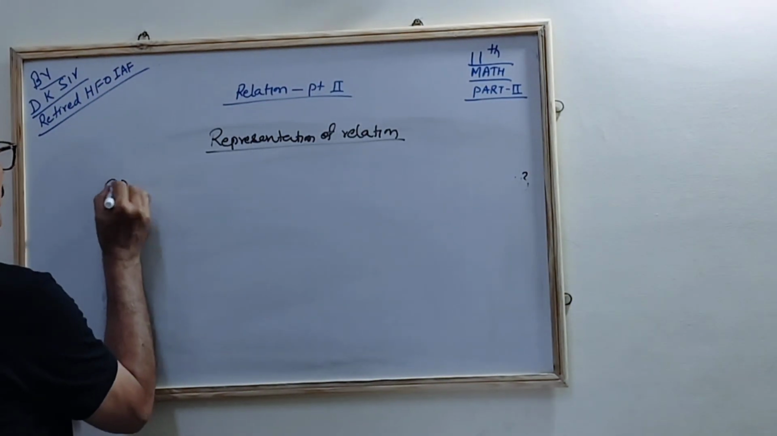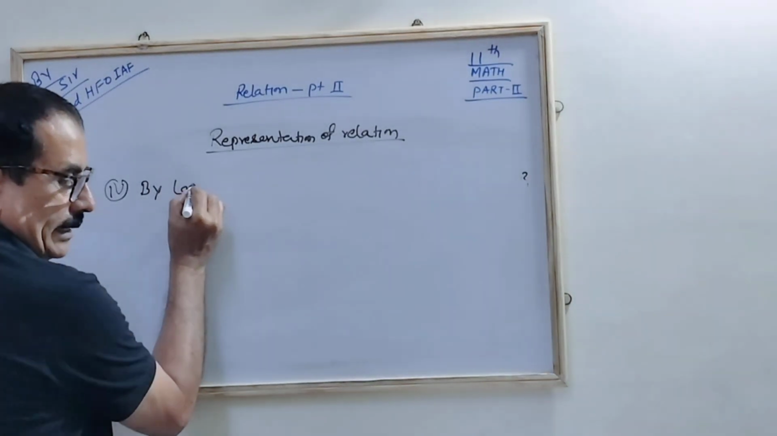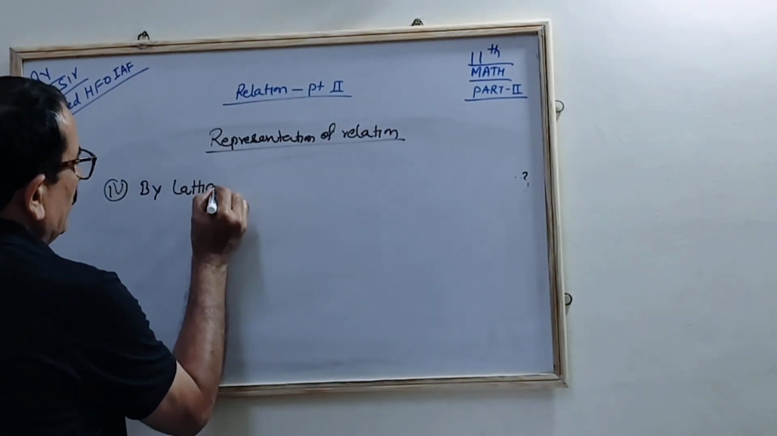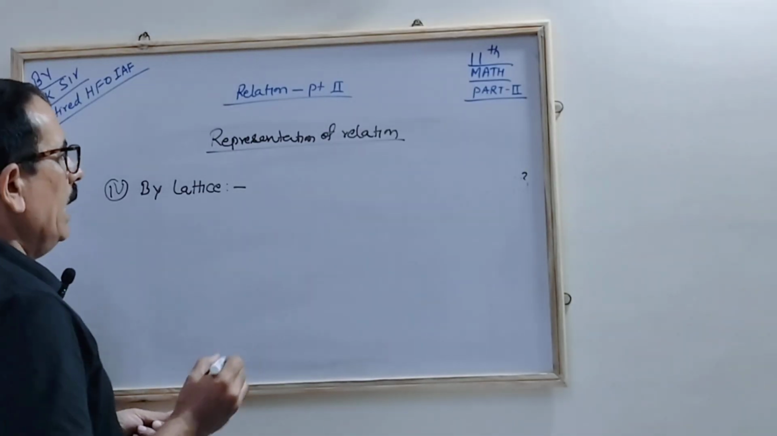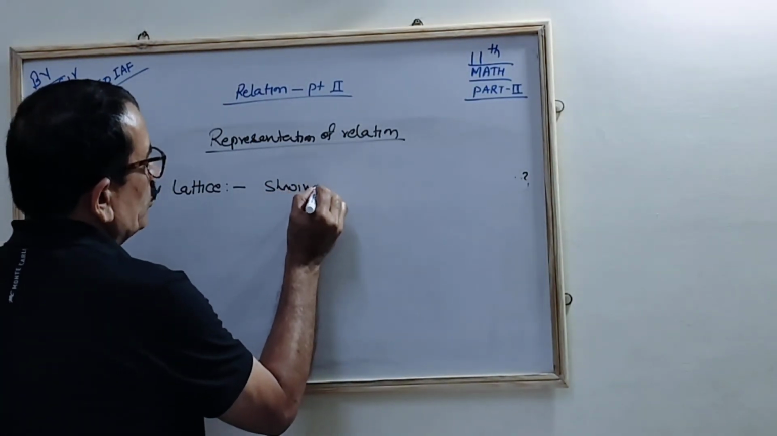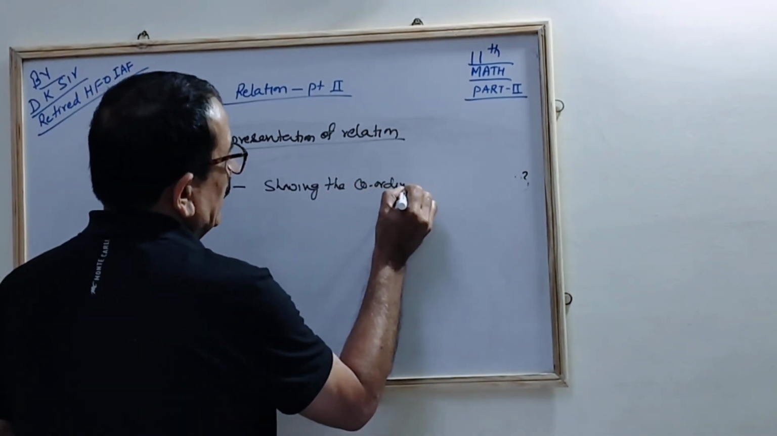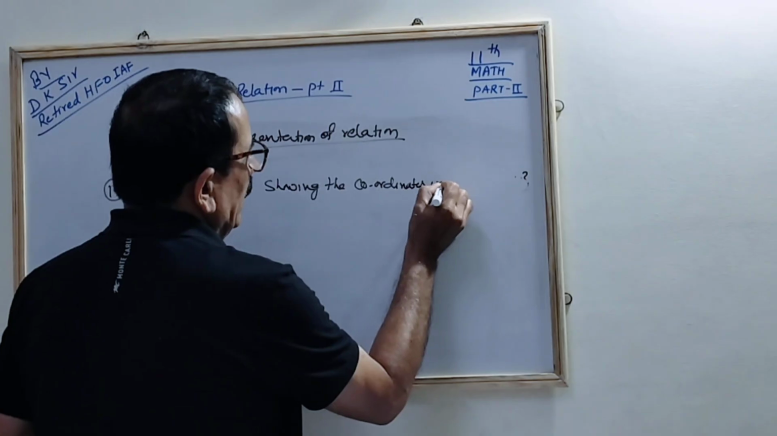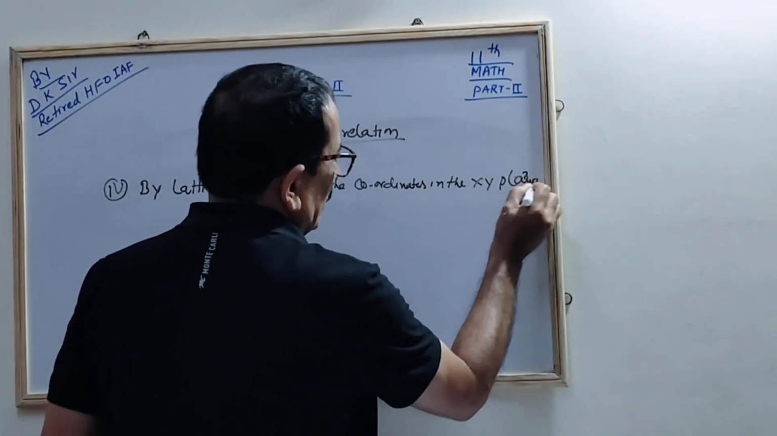The fourth way of representation of the relation is by lattice. It's nothing, just drawing in the XY plane. It is nothing but showing the coordinates in the XY plane. That's all.